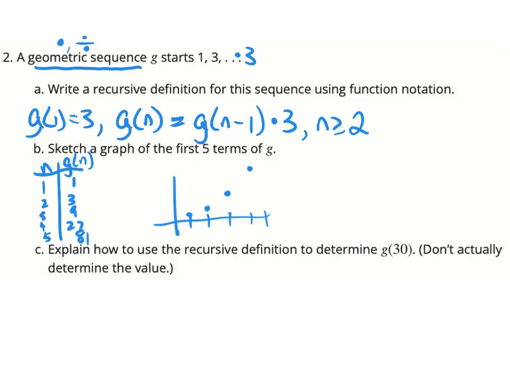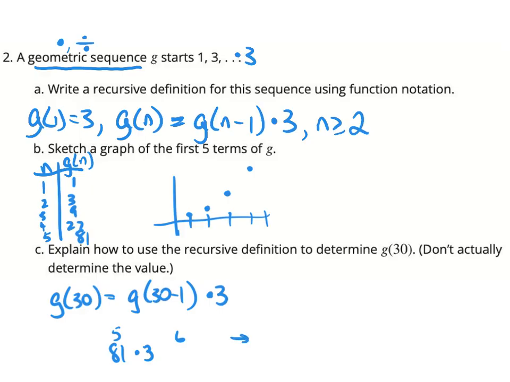Explain how to use the recursive definition to determine G of 30. Okay, so G of 30, using the definition above, equals G of 30 minus 1, which is the 29th term, times 3. Or you go from 81 and you keep multiplying by 3. So if this is the 5th term, you get the 6th term multiplied by 3 and keep going until you get to 30.